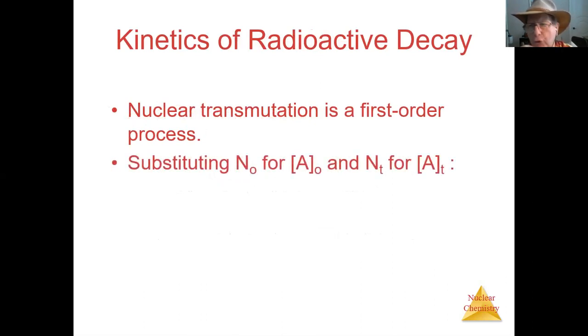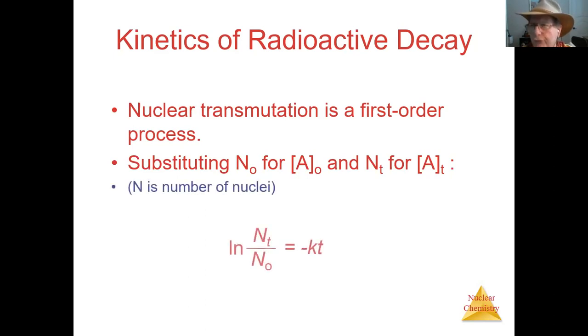If I substitute the number of nuclides for the concentration of A, and the number of nuclides at time t for At, I can make a new formula. Basically all I have to do is count the atoms, and the atoms are going to be equal to e to the negative k times t.